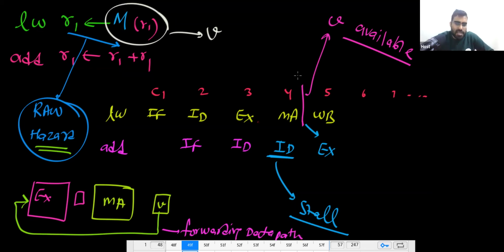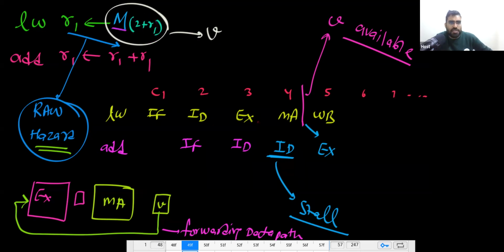KS is asking, sir, in the third stage, are you doing M plus R1? No, in the third stage you are doing something, maybe 0 plus R1 or 2 plus R1. Is this clear, KS? Some address calculation you are doing. And this M simply means memory. This is the address. On this address, go to the memory and bring the value V.